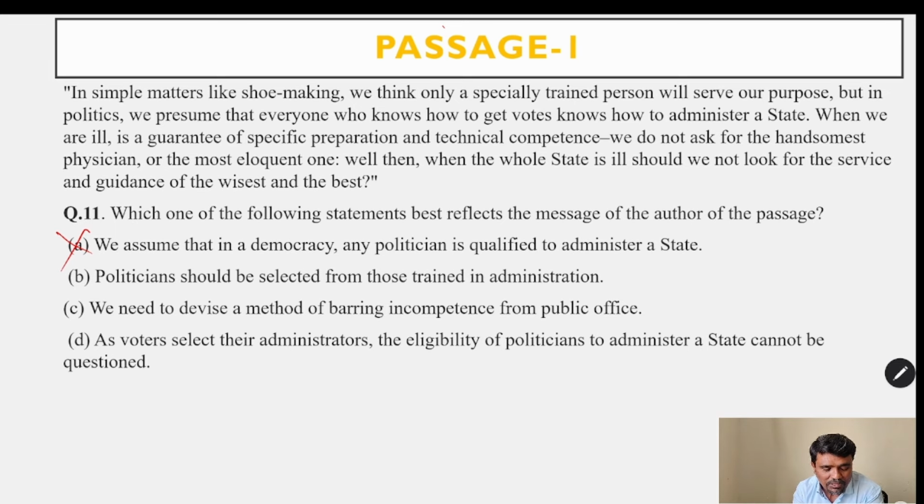Okay, let me see the D option. As voters select their administrators, the eligibility of politicians to administer a state cannot be questioned. No, he himself is questioning. So that is not correct. Between these two, okay, the answer is C.